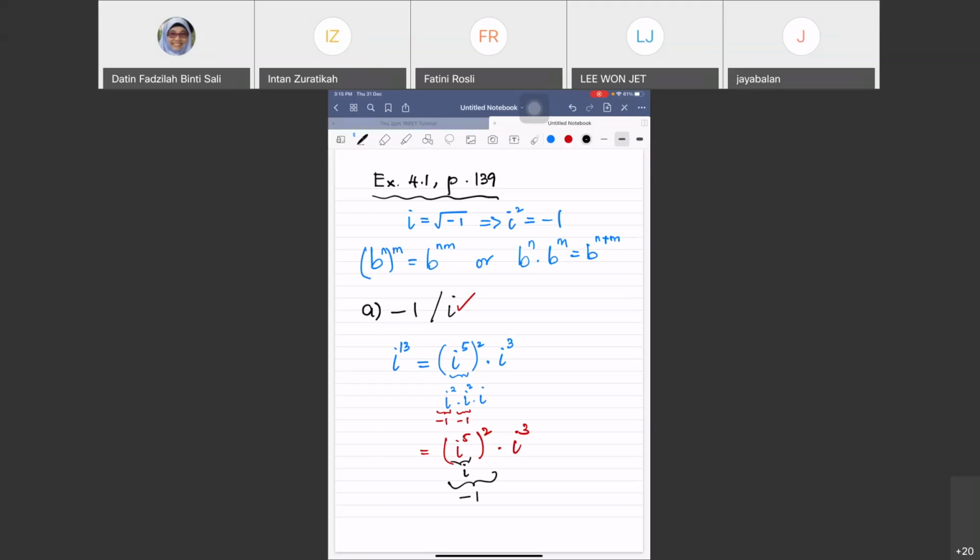So that is for your i power 5, and then times i power 3. This one is i squared times i. So again, this is your minus 1, and this is i. So basically at the end of the day, what you have here is minus 1 times minus 1 times i. Minus 1 times minus 1 is positive 1, times i. So the answer is i.